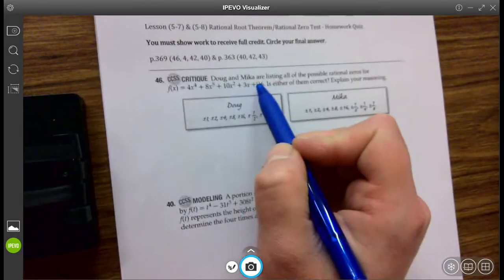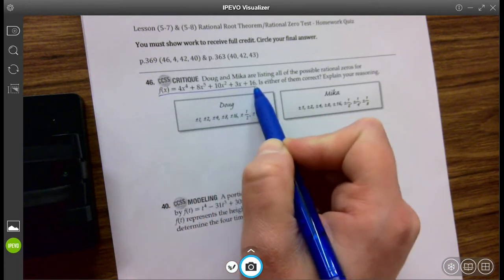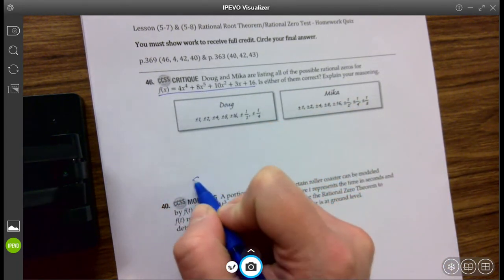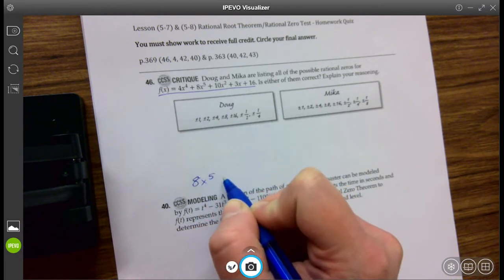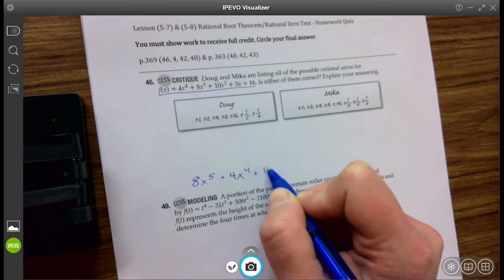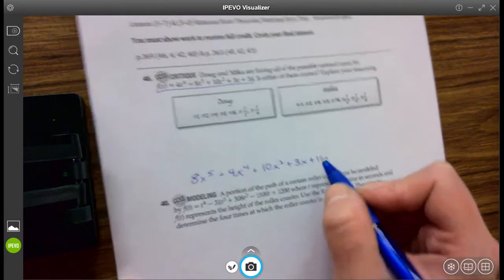So it says Doug and Mika are listing all the possible rational zeros for this function. Okay, we have to make sure it's in proper order. So 8x to the 5th is actually first. So that's the first number. So it's a bit tricky and misleading. If you didn't do this first, then your answer would be different.